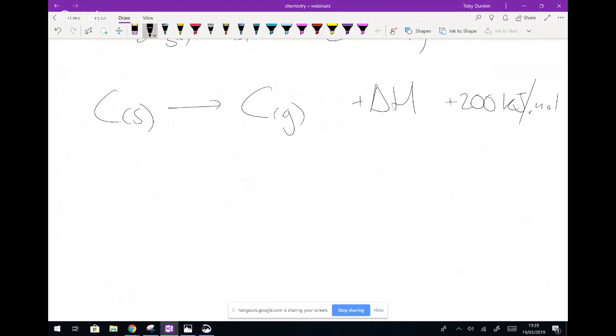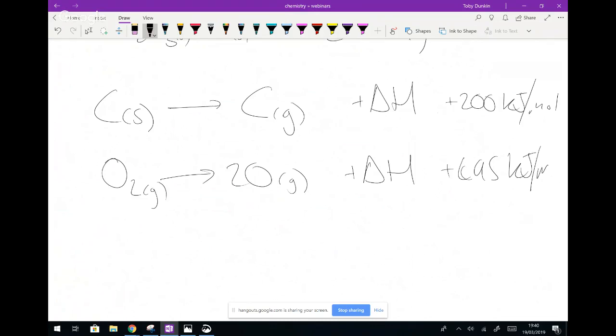Next, I can then say, right, I also need to take oxygen and smash it into oxygen atoms. So that's also going to cost me energy. It's also endothermic. Let's say that costs me, I can actually tell you that's 495 kilojoules per mole.